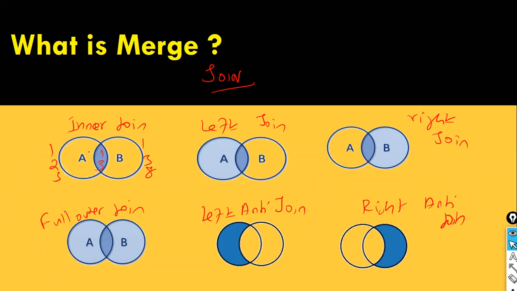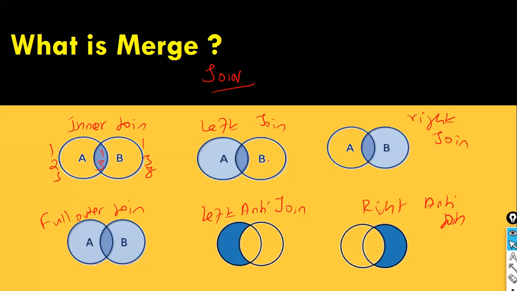Only these 2 values will be returned. Okay, only these 2 records will get returned. Inner join, because here 8 is not there. You don't see 8, and here you don't have 2. So the common values between these two are 1 and 3, and only 1, 3 will be returned.